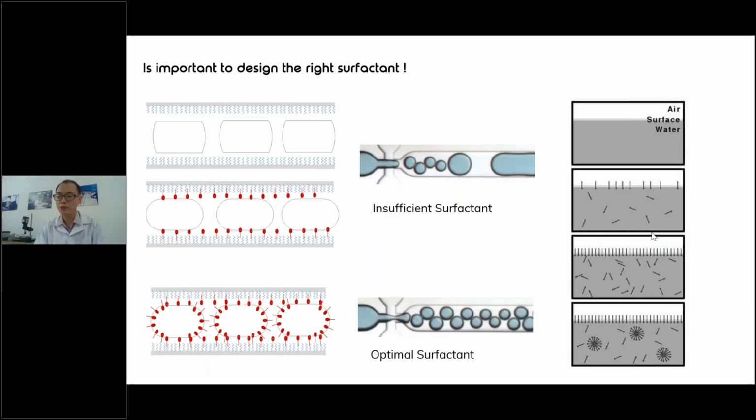So, is it important to design the right surfactant? The first case shows insufficient surfactant being used when running droplet generation. The surfactant is not enough to stabilize the droplet formation, so it leads to a polydisperse emulsion. The second case shows the optimal surfactant use. In this case, the surfactant is enough to cover and stabilize the droplet, and it leads to a monodisperse emulsion after droplet generation.